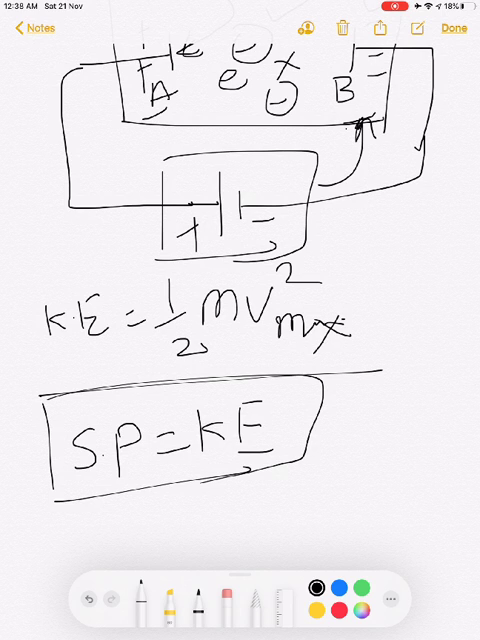Now what do you mean by the stopping potential? Okay, what do you mean by this stopping potential?